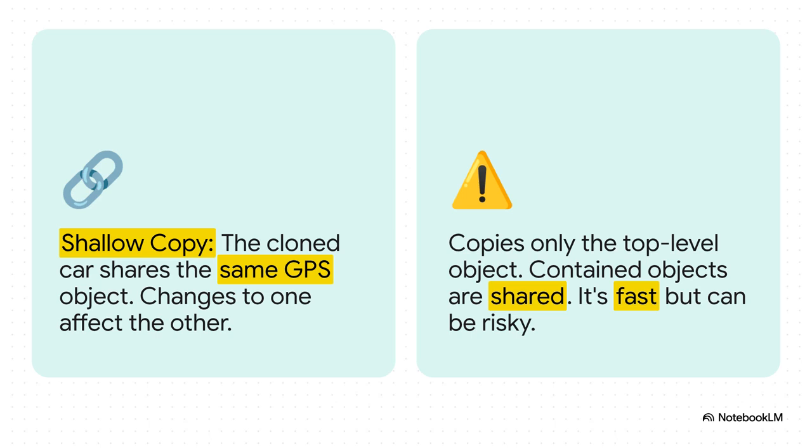Imagine you have a car object, and inside that car, there's a GPS object. With a shallow copy, you get a new car, sure, but that new car points to the exact same GPS system as the original car. So if you update the destination in car B's GPS, it mysteriously changes in car A too. That's because only the car itself was copied. The objects inside it are still being shared. It's quick, but man, it can lead to some really weird bugs.